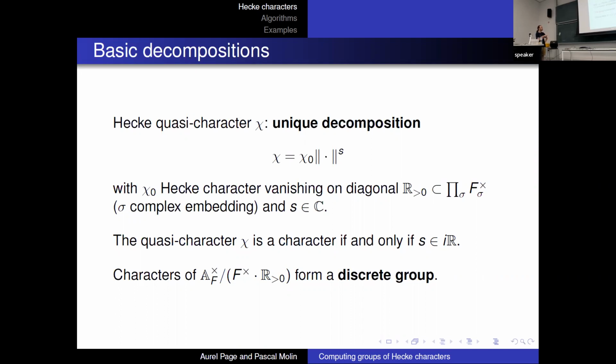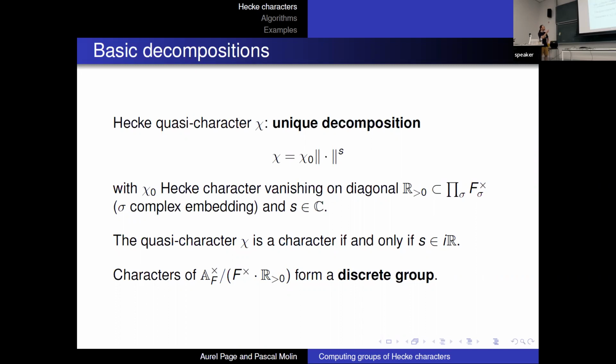The reason you might want to do that is that once you get rid of these complex powers of the norm, which form a continuous family parameterized by complex numbers, you actually get a discrete group. So you could enumerate them one by one. Okay, so that's probably good for computation. If we have something discrete, we'll be able to describe them by a finite amount of information. Okay, and some basic property of this decomposition: you get a character if and only if the power of the norm is purely imaginary.